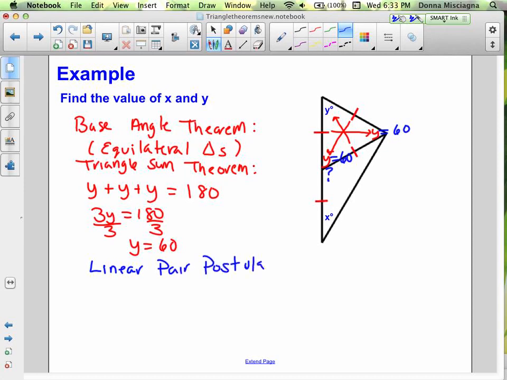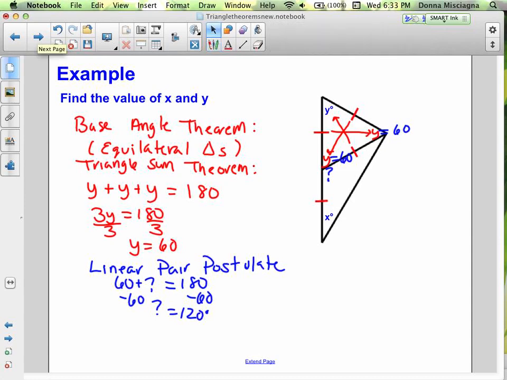I'll spell the word postulate. All right, so y plus question mark there. And we know what y is, so instead of using y, let's use 60. So 60 plus question mark has to equal 180. If we subtract 60 from both sides, question mark is 120 degrees.